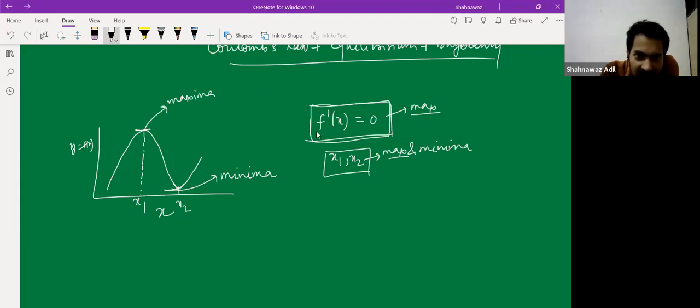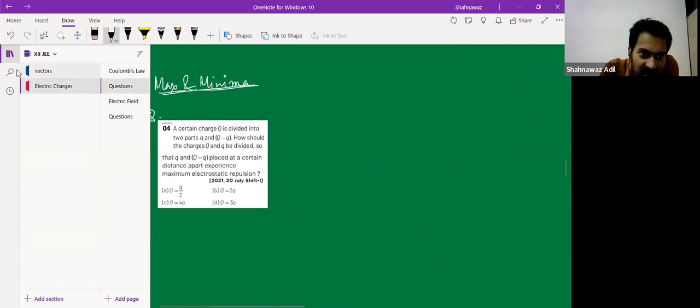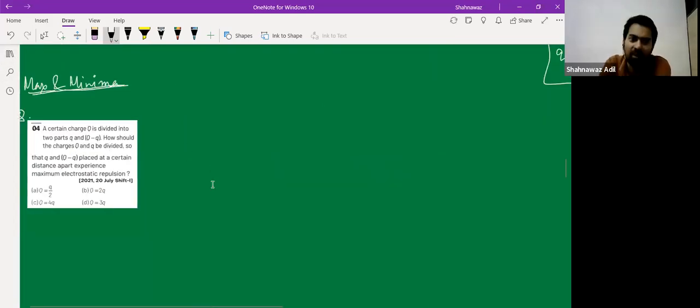So there is a question which is based on this concept, so let us do that question first, and then we will solve the buoyancy combination. Okay, I have only 8 minutes, so I wanted to do electric field, but what we can do is we will do electric field in the next class.